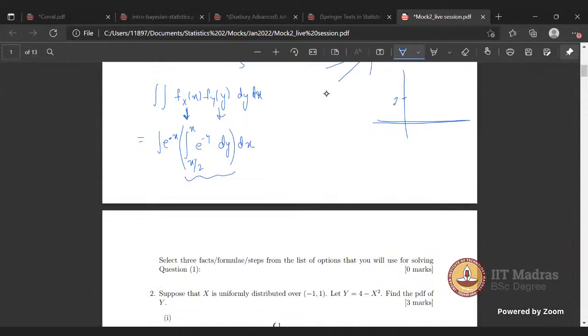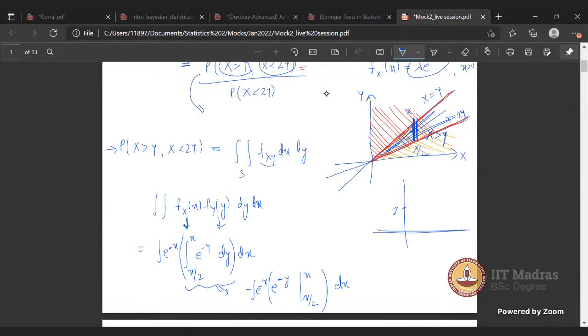So if I integrate this, you will get e to the power minus y, with the minus coming outside, and you will have e to the power minus x here, and the limit is going to be x by 2 to x. Ma'am, sorry for interrupting. Without looking at the graph, how can we determine the limits of y?